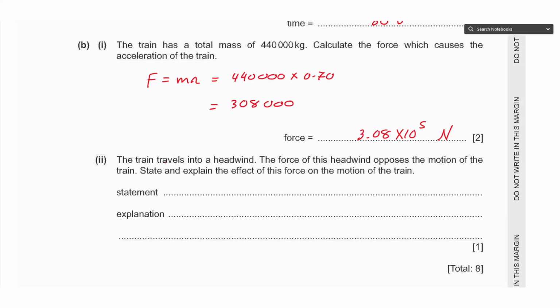Part two says the train travels into a headwind, which means there is a wind now pointing towards the head of the train, so it is opposite to the motion of the train. State and explain the effect of this force on the motion of the train. So we say that speed decreases, and the explanation is since there is now a force opposing the motion, the acceleration decreases, or it might even be decelerating, but it's not specified here in the question. So we say that acceleration decreases, or that the separate force opposing the motion causes acceleration opposite to the motion.